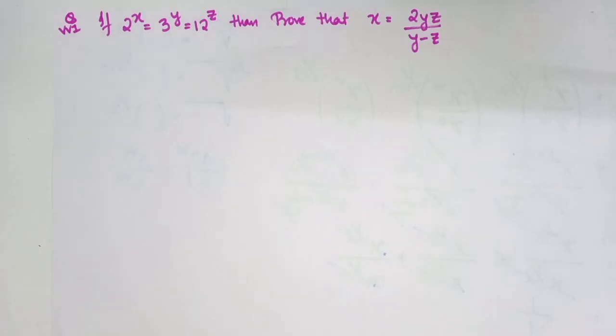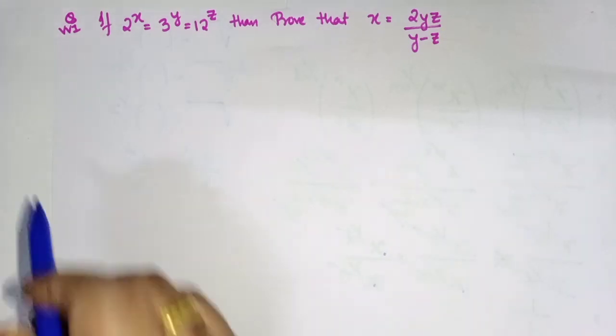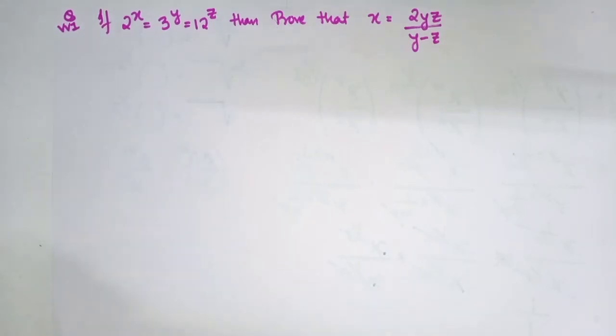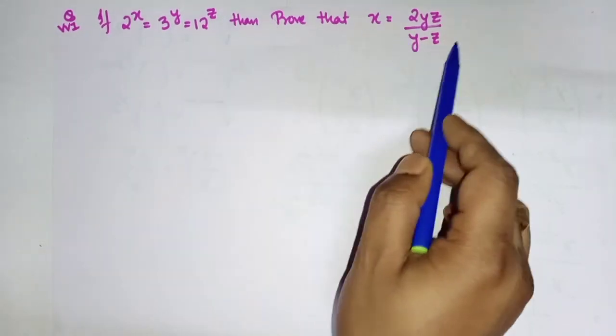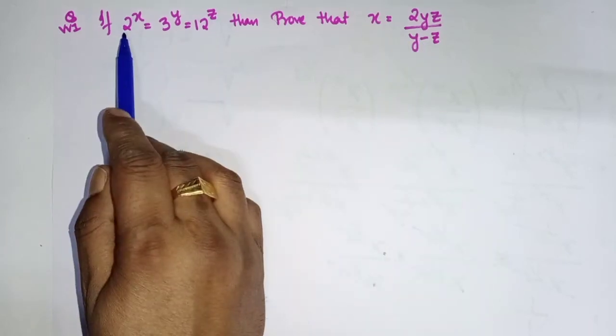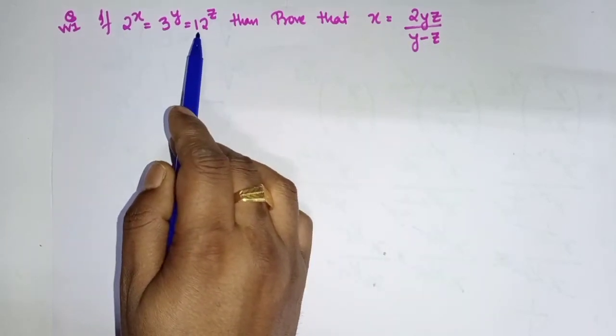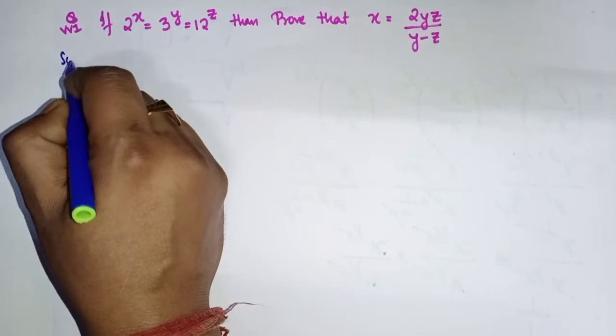Here we have a similar type of question, so you can try this yourself. This question is also very important. Again we have to prove this. So in the left hand side, middle and right hand side, I said that we will always take it as k.